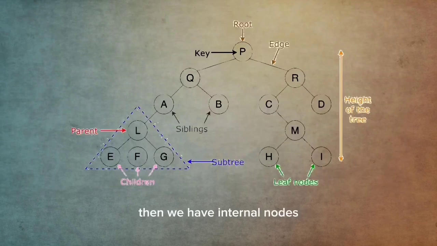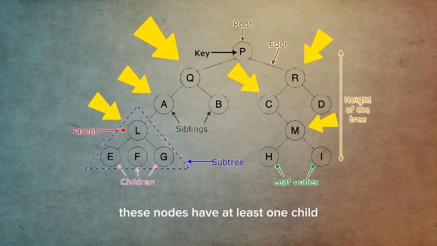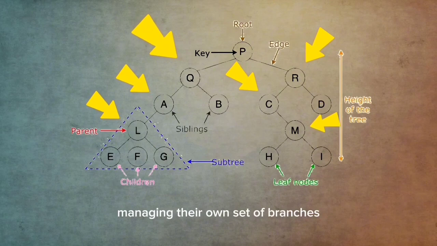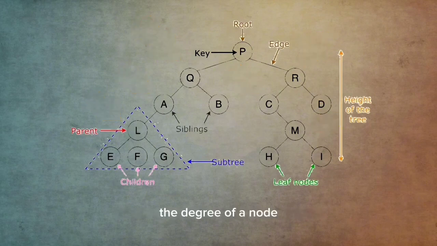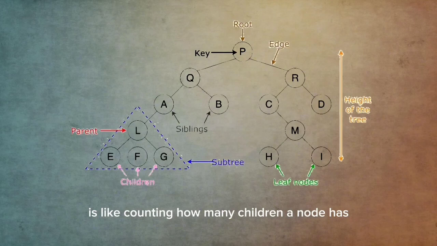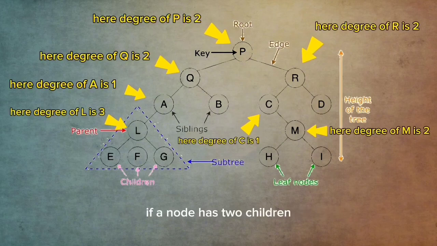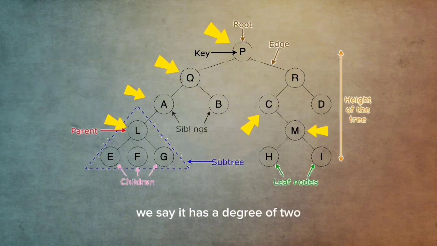Then, we have internal nodes. These nodes have at least one child. They're like the busy hubs, managing their own set of branches. The degree of a node is like counting how many children a node has. If a node has 2 children, we say it has a degree of 2.